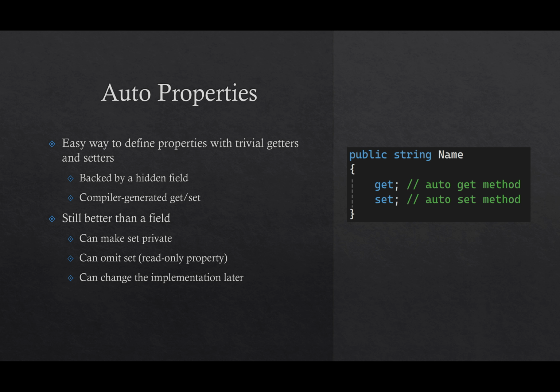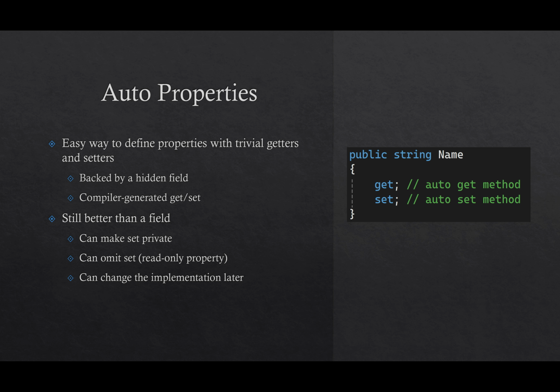And you again might ask, well, why do this rather than just having a public field? It seems like the same thing. But it is still better than a field because, again, for one thing, we can make the setter private, or we can omit the set to have a read-only property, which is what we did, if you recall, in the fraction class. We had a read-only numerator and a read-only denominator, so they just had a get but no set. That's something you wouldn't be able to do with a field.